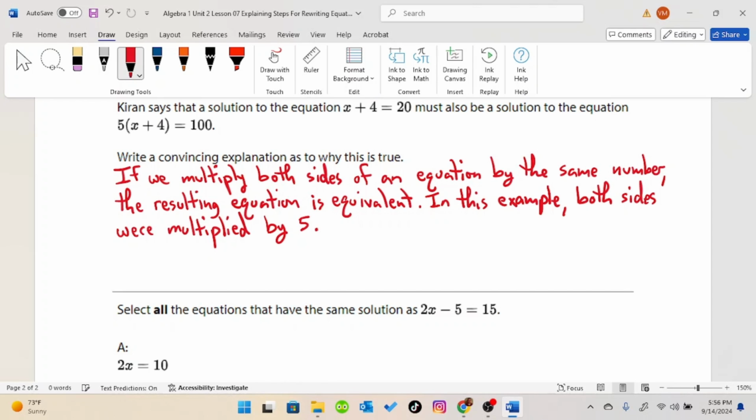If you have any questions about why multiplying an equation on both sides by the same number creates an equivalent equation, please use class time to ask for further clarification.